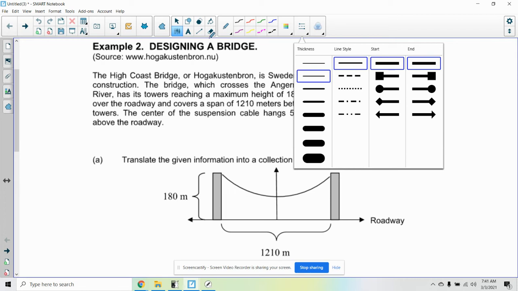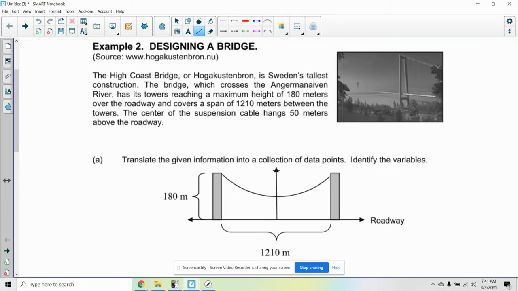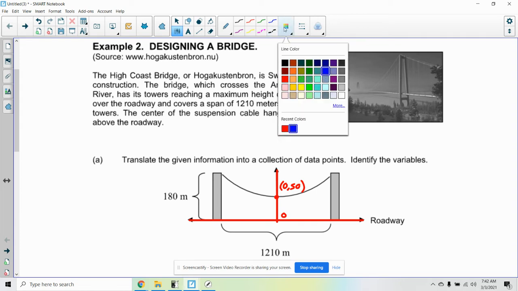So what they're saying is that this middle line can be thought of as basically the origin of a graph, or the axes of a graph. So this is going to be my middle point, the origin, 0, 0. So I know in the middle of the bridge, the cable hangs 50 meters above the roadway. So this distance here is 50. So this coordinate right here is going to be 0, 50. All right. We need a couple more.